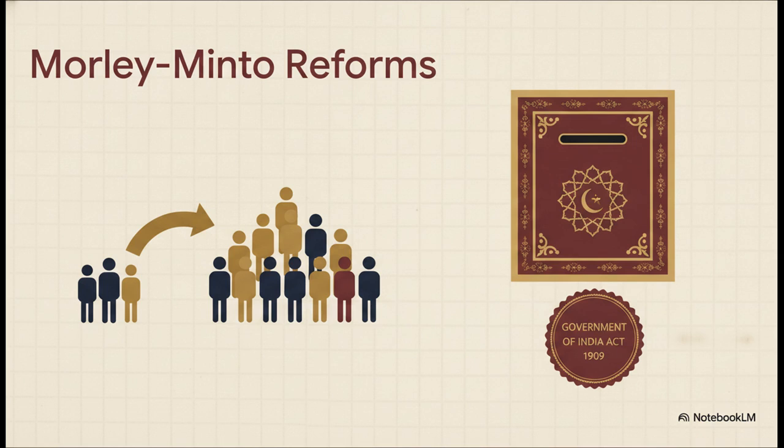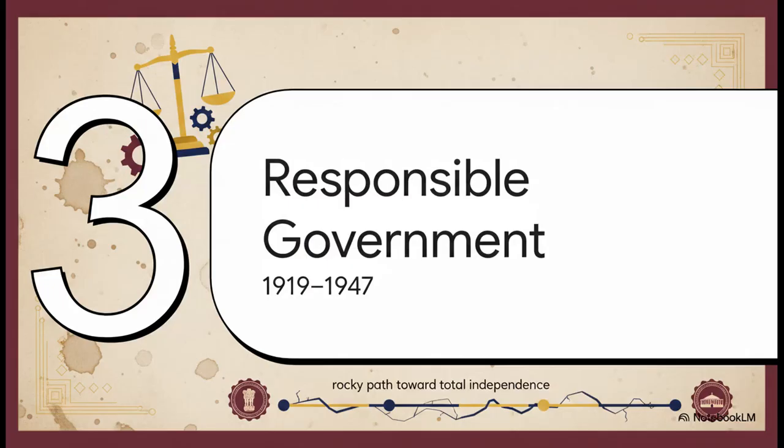Finally, it provided separate representation for presidency corporations, chambers of commerce, universities, and zamindars. Section 3. Towards responsible government from 1919 to 1947.